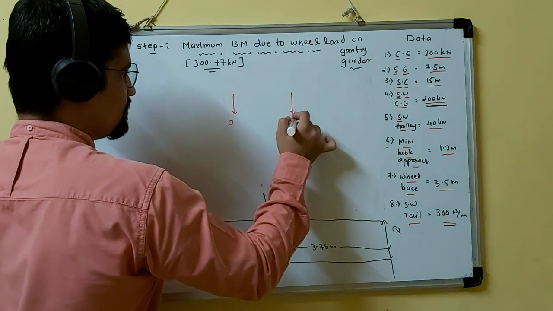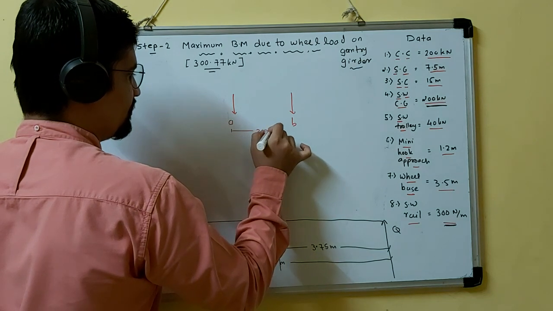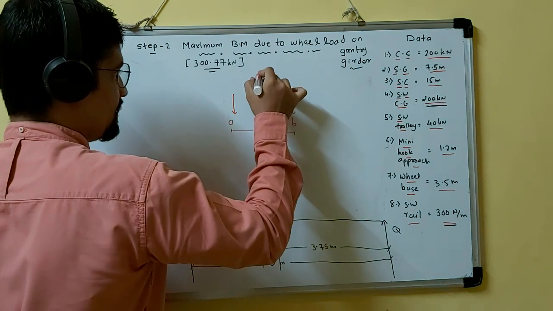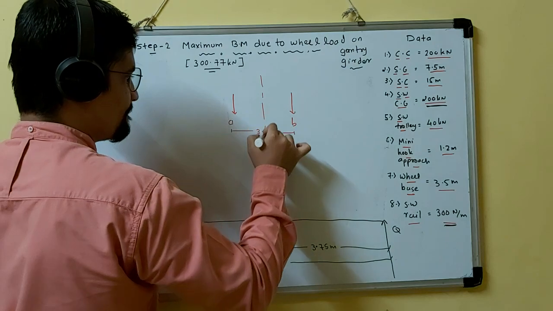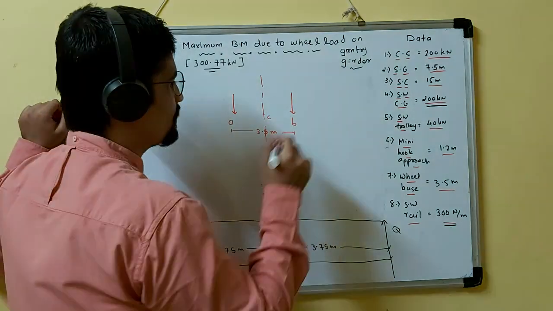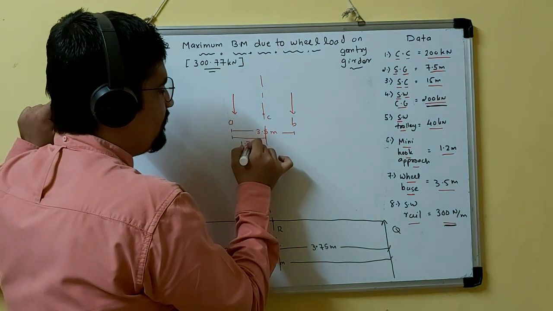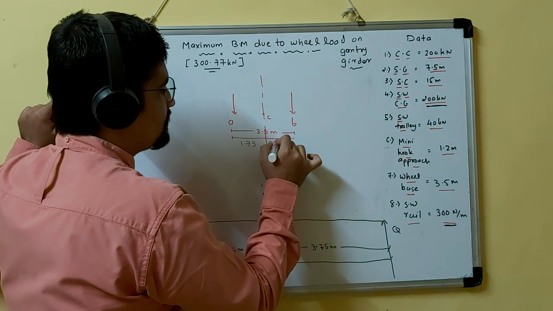Wheel A and wheel B. The distance between these is 3.5 meter, and the center will be like this. I name it C. So this distance will be 1.75 and 1.75.